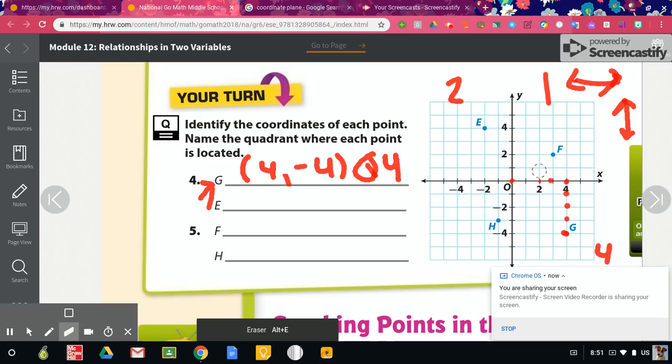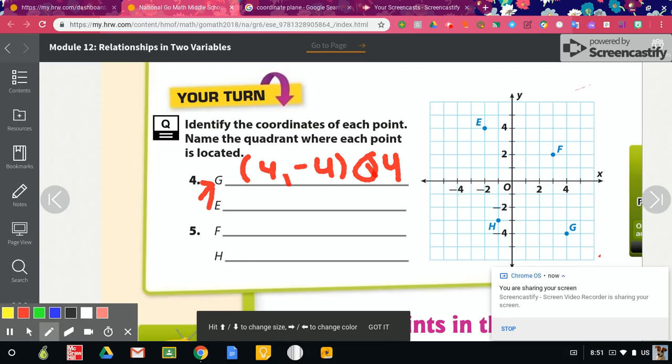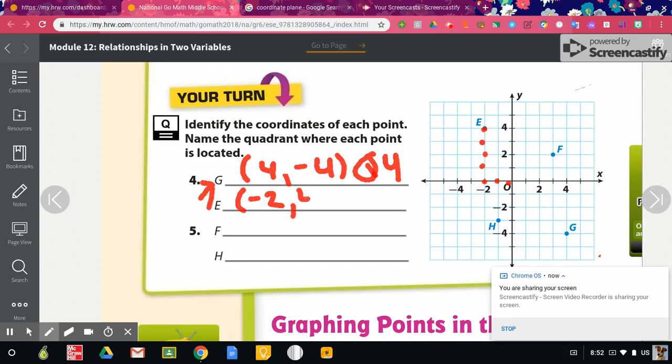Number 2, I guess it's still number 4. Letter E though. So E is up in the top left. And to get from there, I start at the middle. I had to go to the left 2, so that would be negative 2. And then from there, I went up 1, 2, 3, 4. So negative 2, positive 4. And that would have been quadrant 2.